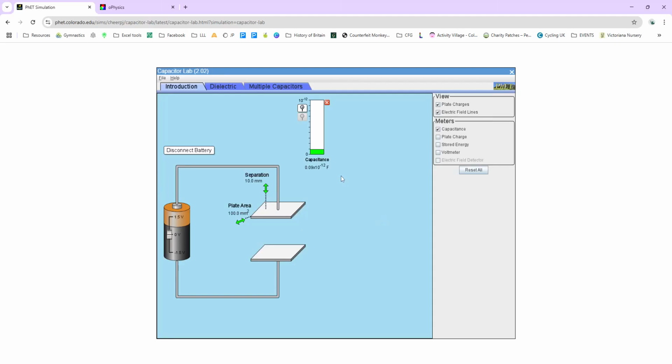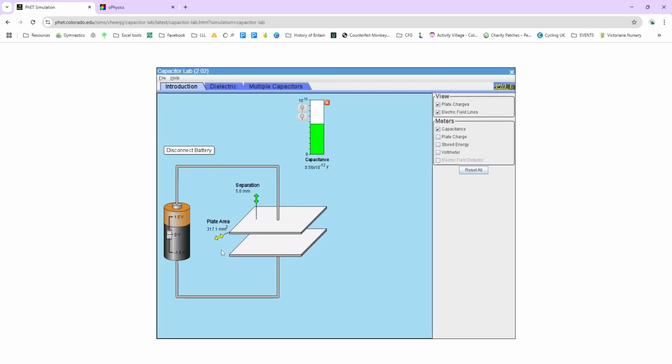In this animation, we can see how the capacitance is affected by the separation distance and the plate area. As the separation distance decreases, the capacitance increases, and as the plate area increases, so does the capacitance.